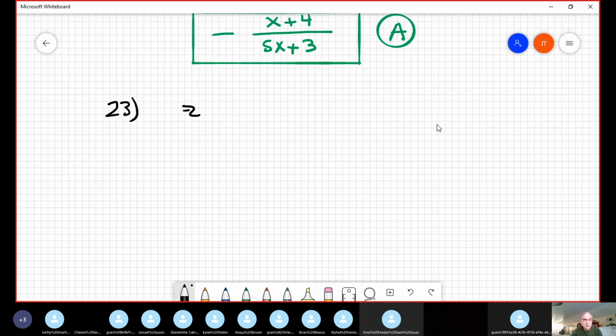Okay, number 23 is c squared plus 9c plus 20. Can you reduce the screen for me, please, so that I can take a screenshot of this? Okay.